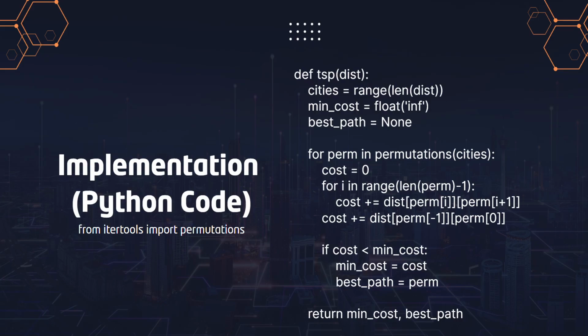For each permutation, the total cost is calculated by summing the distances between consecutive cities. Then the distance from the last city back to the starting city is added to complete the cycle. If a route with a lower cost is found, both minimum cost and best path are updated. Finally, the function returns the minimum cost along with the optimal path.